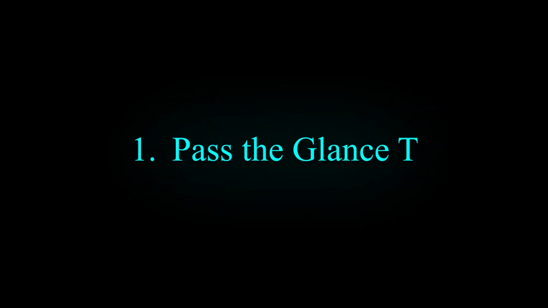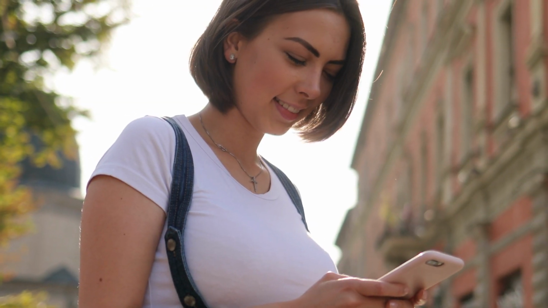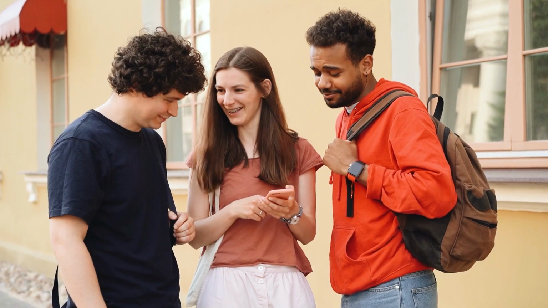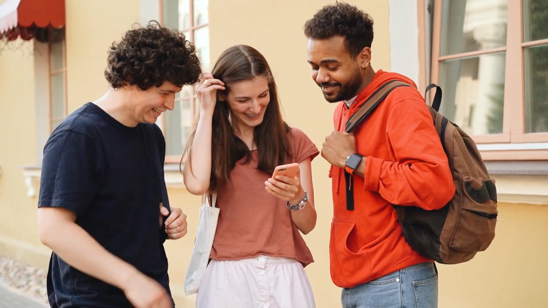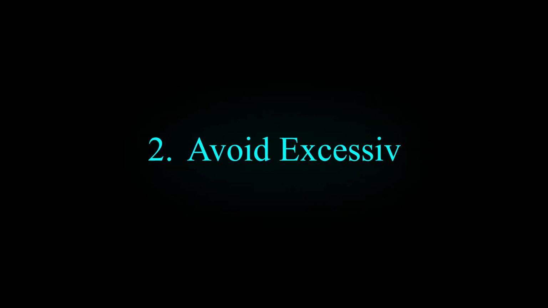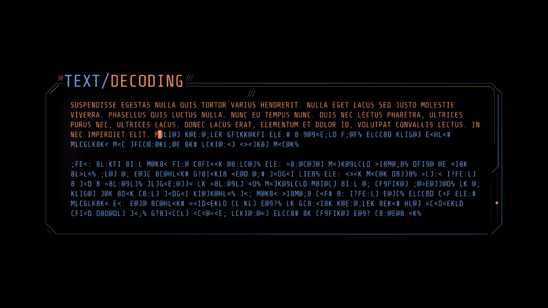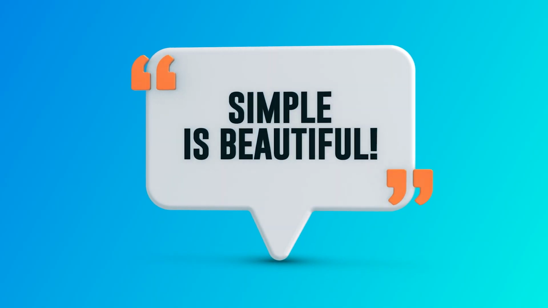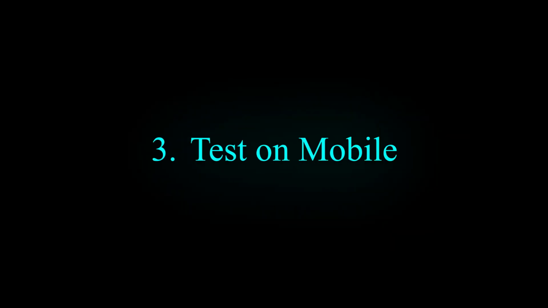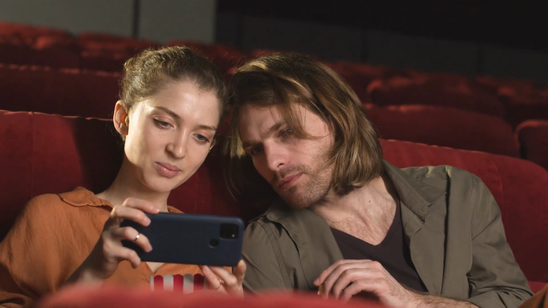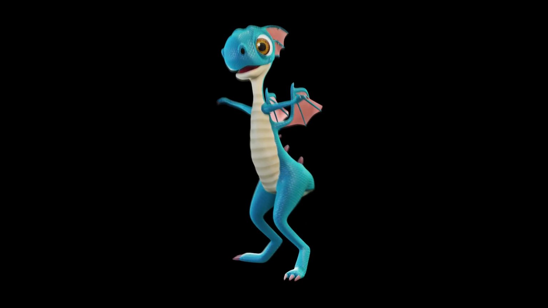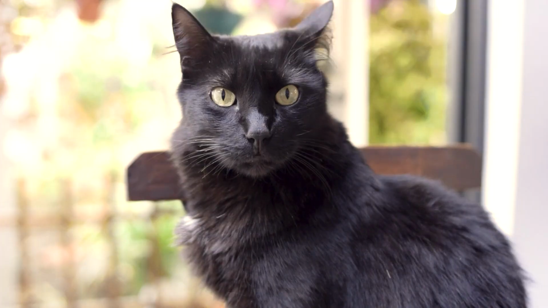1. Pass the glance test. Your channel art should make sense at a glance. Viewers should immediately understand what your channel is about. 2. Avoid excessive text. Too much text can be overwhelming and distract from the visual impact. Keep it simple and clear. 3. Test on mobile. Most viewers will see your channel art on mobile devices, so make sure it looks good on smaller screens.